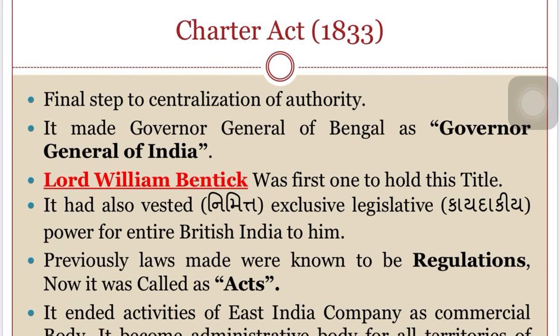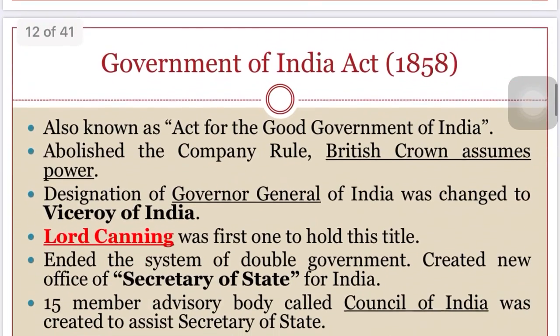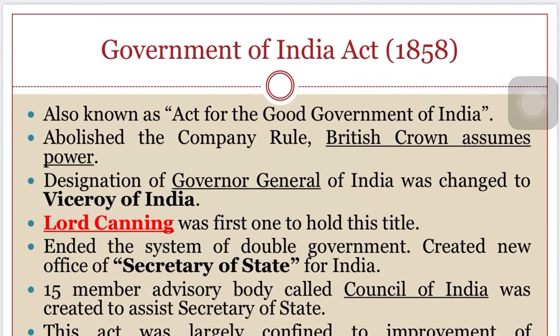Then in 1833, the Governor General of India. Before that it was Governor General of Bengal, and after that Governor General of India, Lord William Bentinck being the first to hold this title. Regulations generally mean acts. In 1858 that was replaced by the Viceroy of India, so the designation of Governor General changed. Lord Canning was the first to hold the title of Viceroy of India.